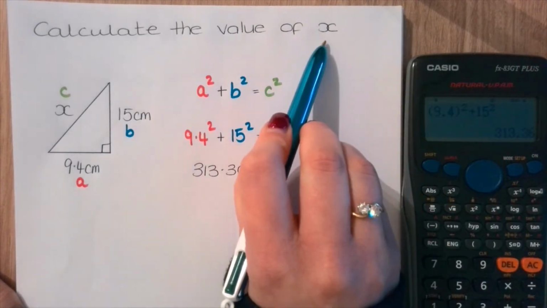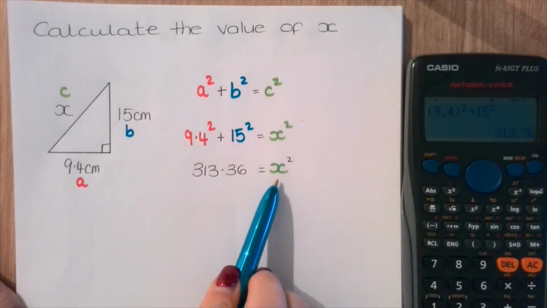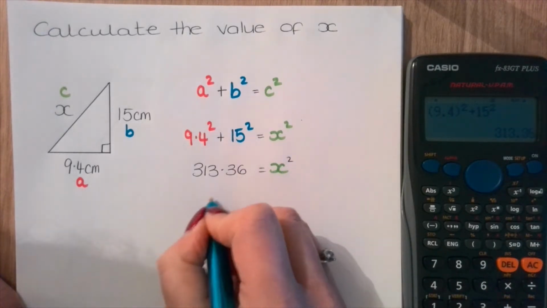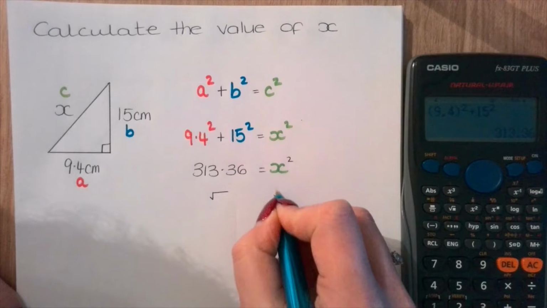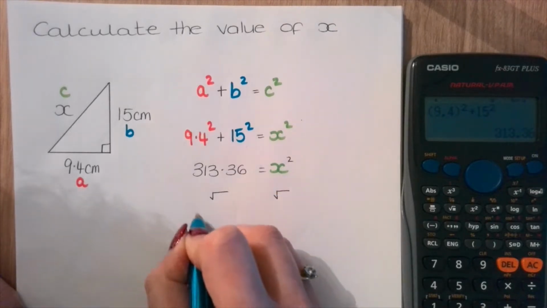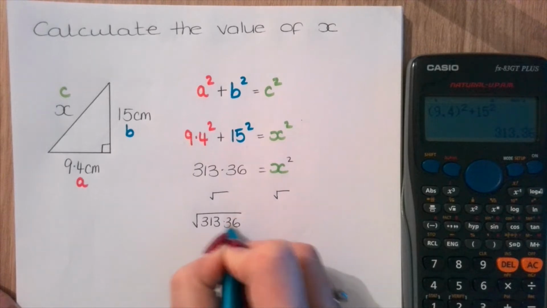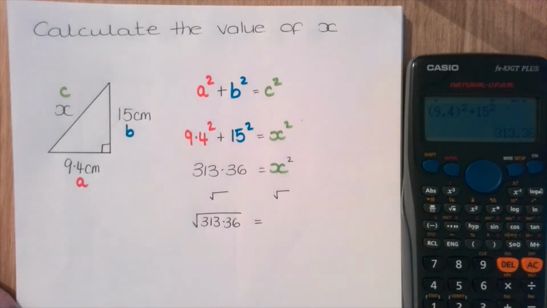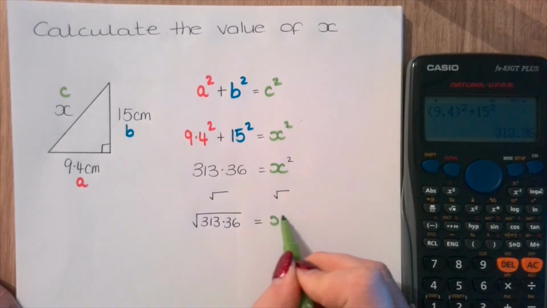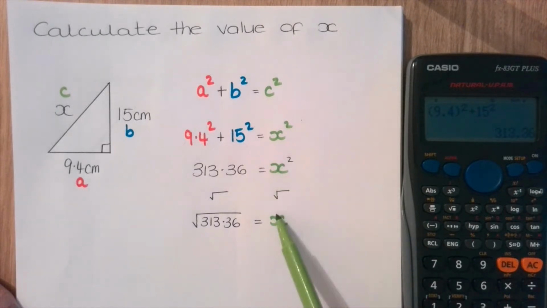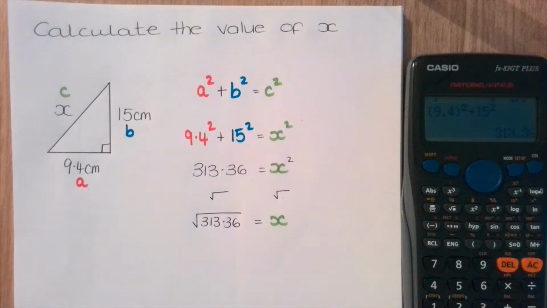The question asks us for x, not x squared, so I'm going to need to get rid of this squared, and I'm going to need to square root both sides. So I'm going to want the square root of 313.36, and I know that must be equal to x, because I've got rid of that x squared by square rooting, so I'm just left with the x now.